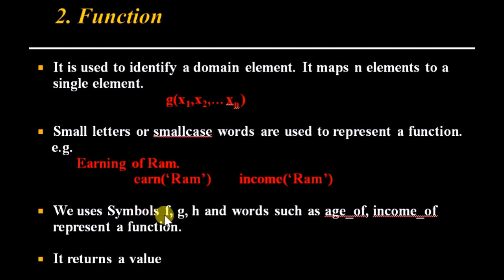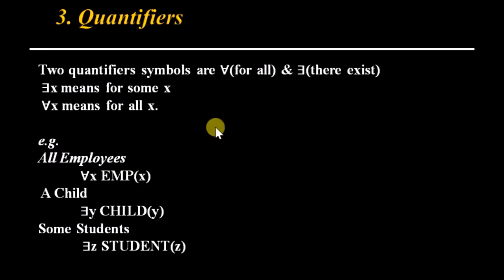So we normally use symbols like f, g, age as a function, or you can use words like age of, income of. Always remember, predicate returns either true or false, function returns a value. There are two quantifiers, for all and there exists. In sentences, sometimes we'll find some words: all, a, there exist, some. In that particular case, we'll use these quantifiers.